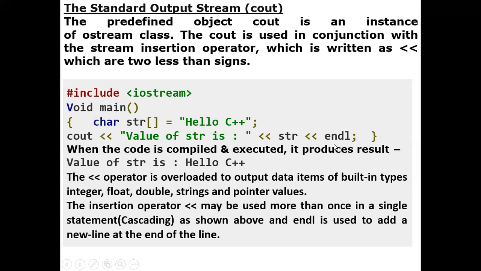Now when you compile and execute your program, you will see: value of str is hello C++. Here in cout, we are using the insertion operator 3 times, and this is the cascading of operators. You can write cout, "value of str is", semicolon. Then again you write cout, insertion operator, str. Then again you write cout, insertion operator, endl.